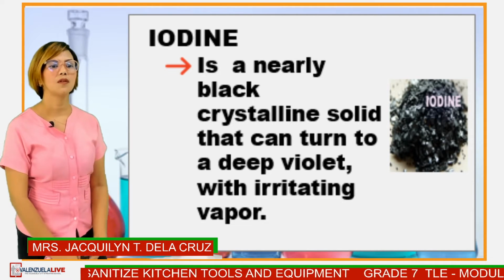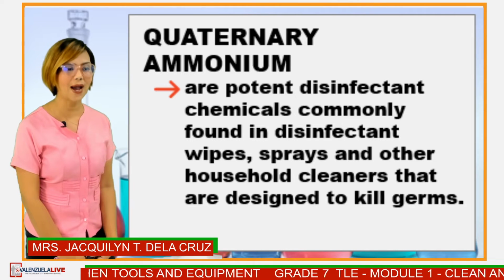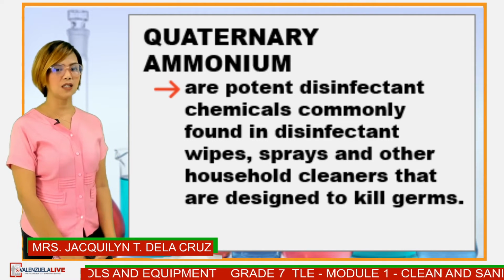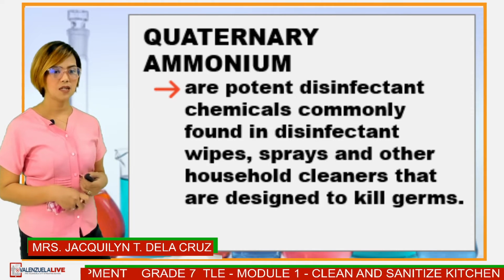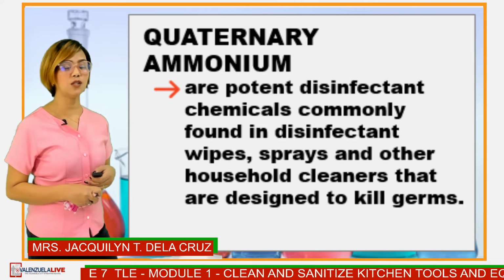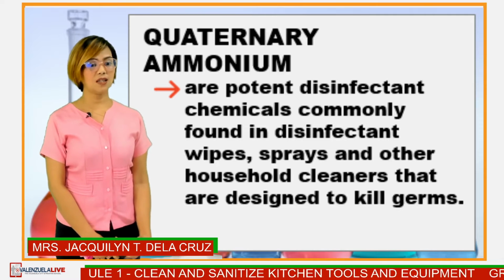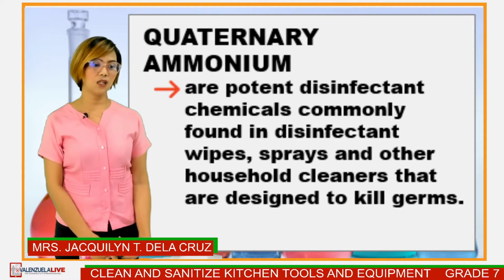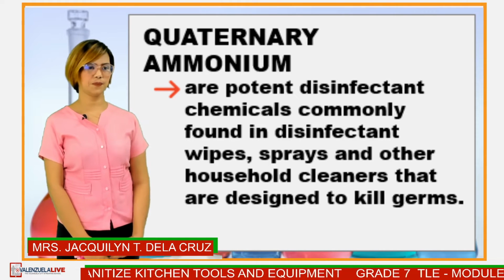Lastly is the quaternary ammonium, or quats, a potent disinfectant chemical commonly found in disinfectant wipes, sprays, and other household cleaners that are designed to kill germs. Once again, these are the 3 approved chemicals that we can use in sanitizing surfaces.